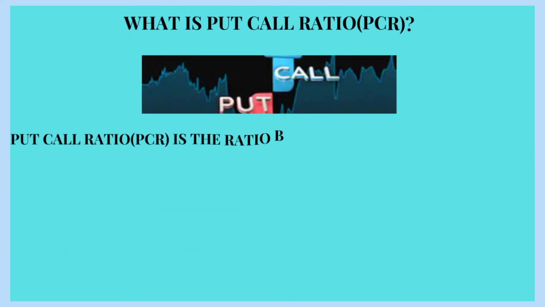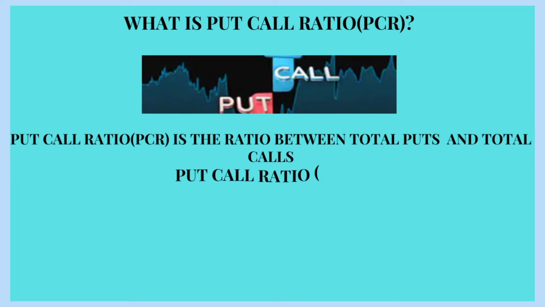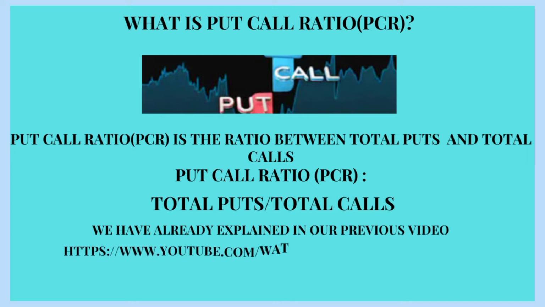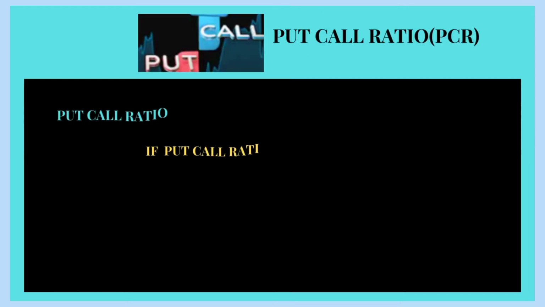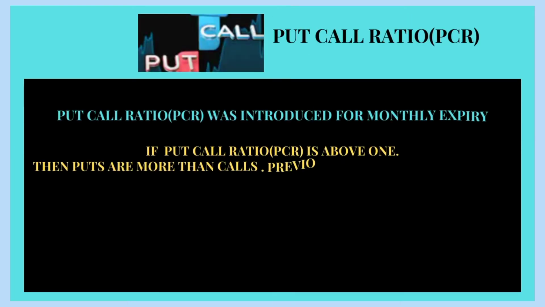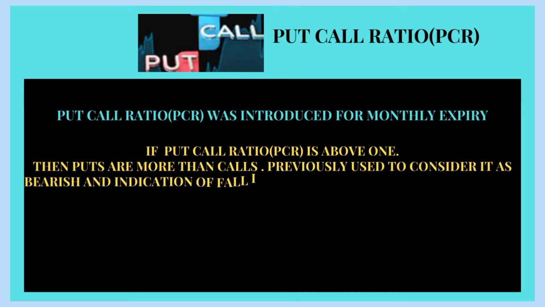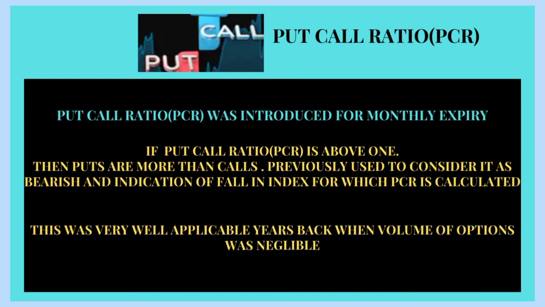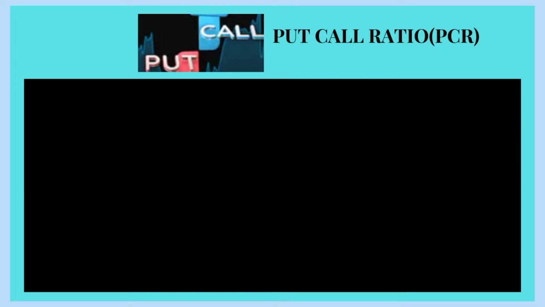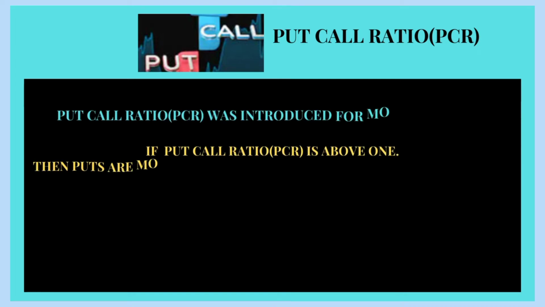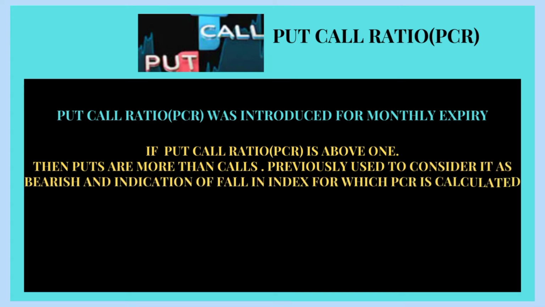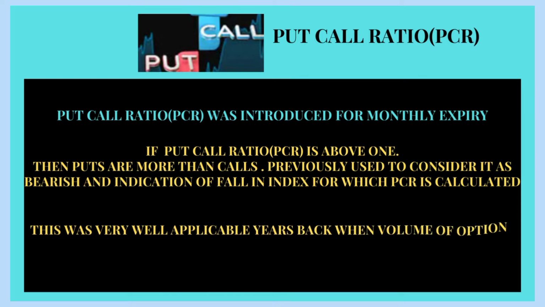Actually, put call ratio was introduced for monthly expiry. According to the definition from years back, if PCR is above 1, then the index for which we have calculated PCR is in downtrend, that is bearish. If PCR is below 1, that means the index is in uptrend, that is bullish. This is the old definition. This was the definition available if you search in Google. That means if calls are more, it is bullish; if puts are more, it is bearish. This is what is available in Google search, and many YouTube channels are telling the same thing. They are just reproducing the same.